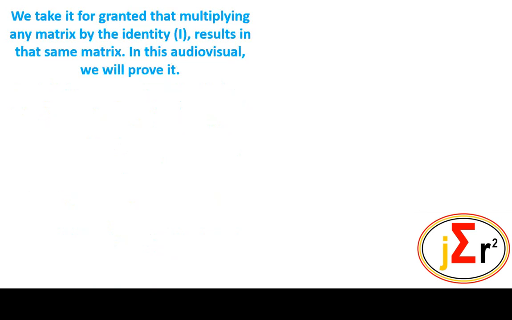We take it for granted that multiplying any matrix by the identity matrix, which is I, results in the same matrix. In this visual, we will not just assume, but we will prove it. As a matter of fact, we cannot take Richard James' word for it, and we cannot just apply it blindly. It is best if we understand that when we make a particular decision in solving an equation, it is not just because someone says so, but it is actually so.